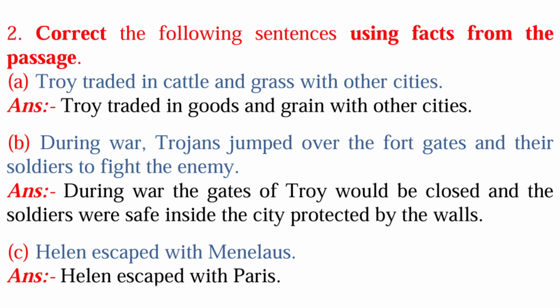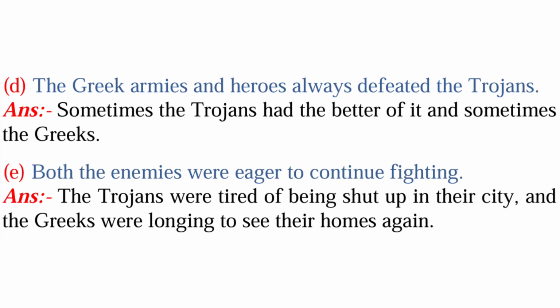C sentence is, Helen escaped with Menelaus. So correct sentence is, Helen escaped with Paris. D sentence is, the Greeks armies and heroes always defeated the Trojans. So correct sentence is, sometimes the Trojans had the better of it and sometimes the Greeks. E is, both the enemies were eager to continue fighting. So correct sentence is, the Trojans were tired of being shut up in their cities and the Greeks were longing to see their homes again.